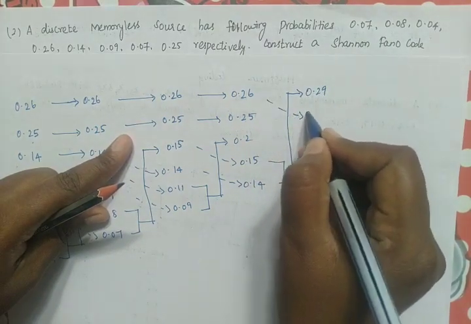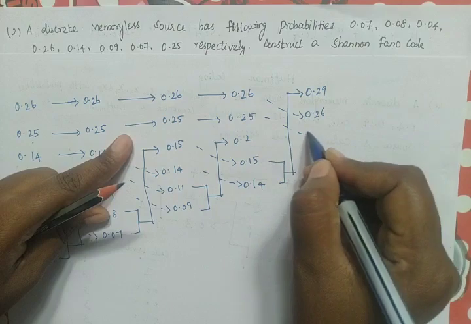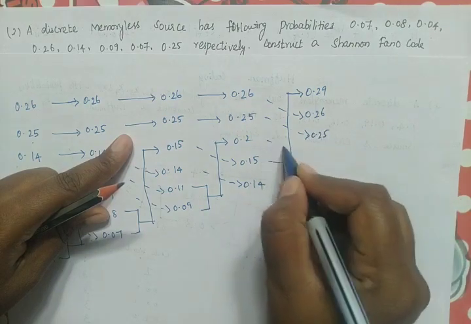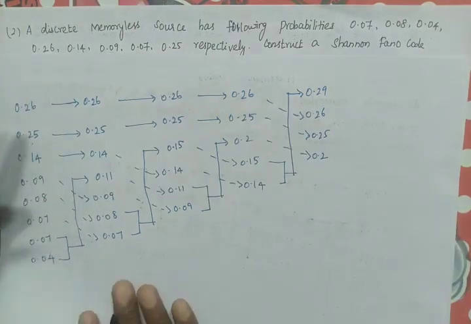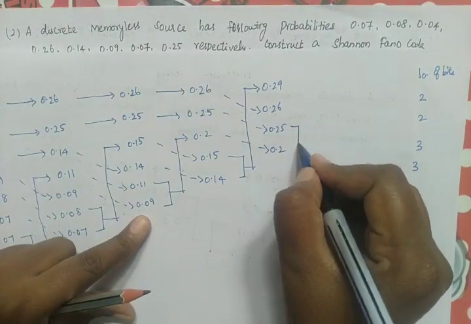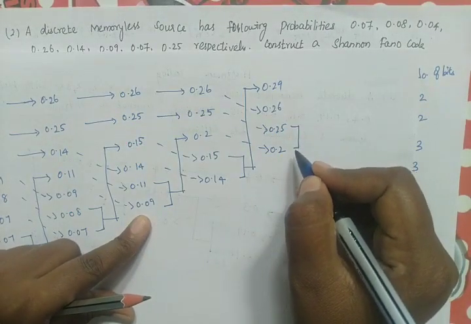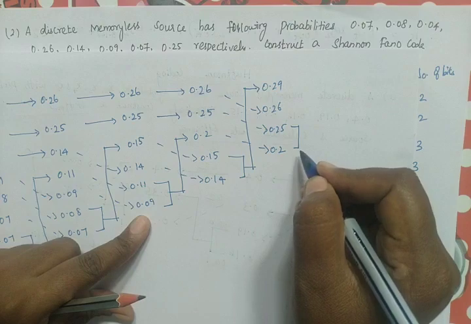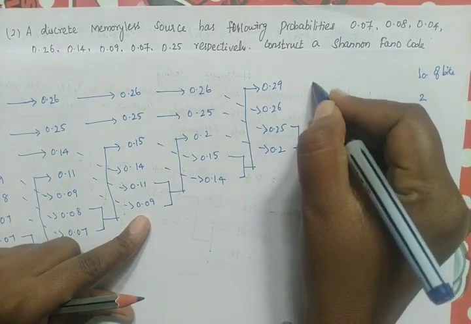Now take this 0.26, 0.25, 0.2. Now add these two, that is 0.25 plus 0.2. So that will be 0.45. So this is the highest number.